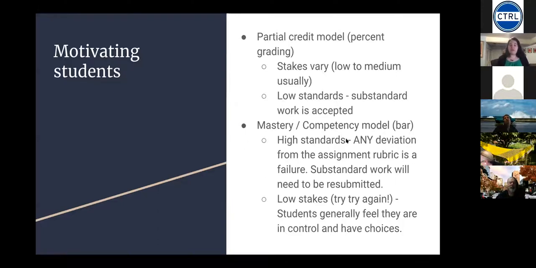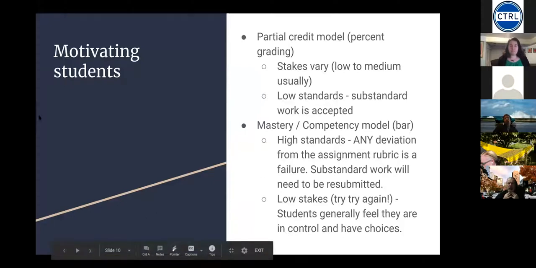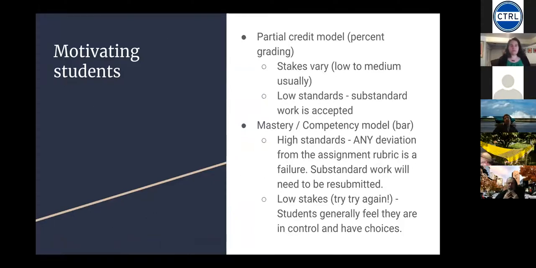Versus a mastery or competency model. And how I like to think about this is, this system is kind of like the bar exam. There's a high standard for passing the bar, but you can take it again, right? So the standards are very high, but the stakes are low in that, yes, of course, you would like to pass it in a certain given amount of time, but failing it is not a catastrophic, unrecoverable thing, right? Because a key to using pass-fail is giving people the opportunity to try again so that they can meet the standards, even if they're high. Okay. It also gives students a feeling of control over their grades.